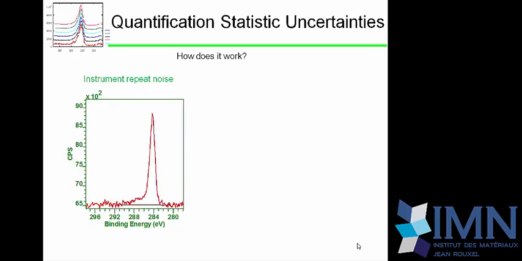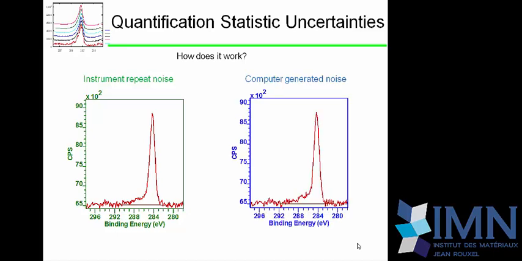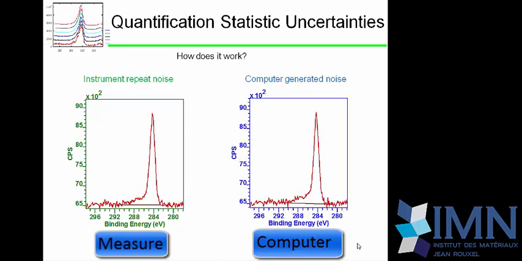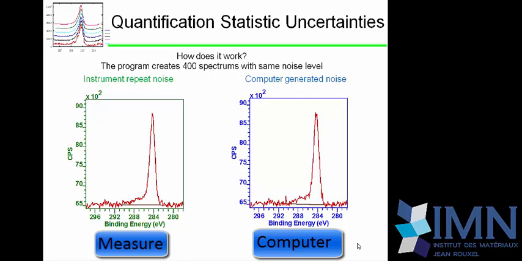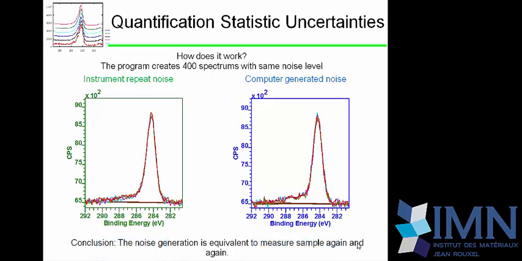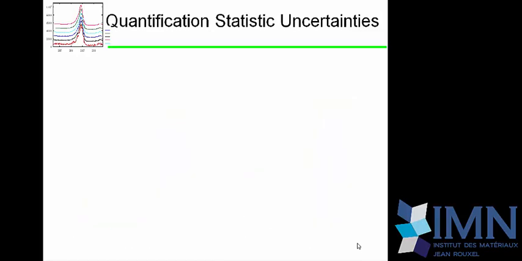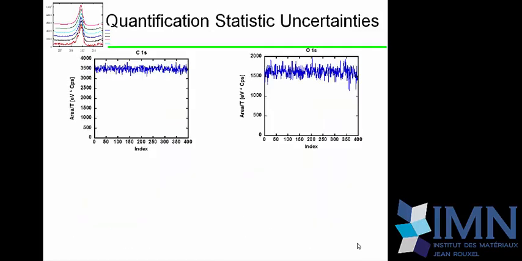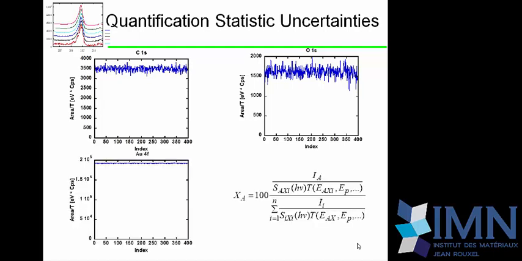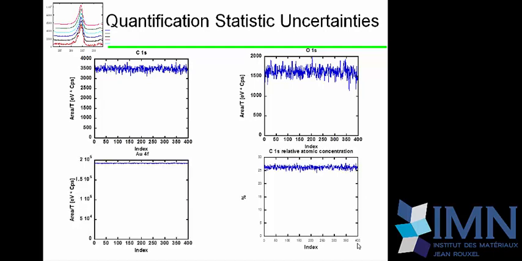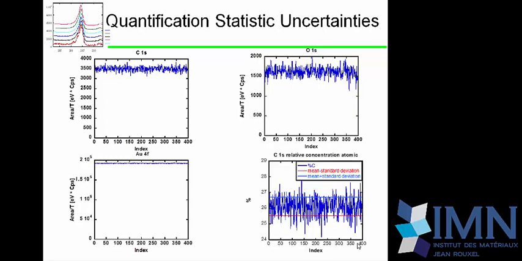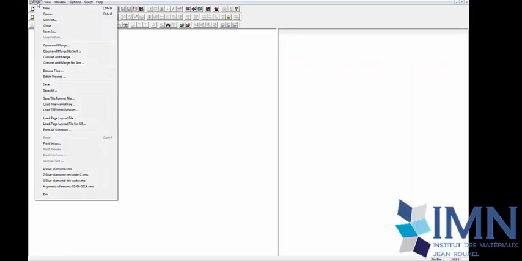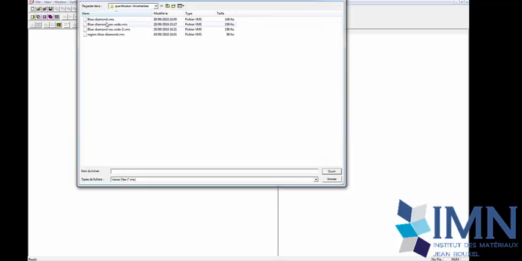Of course, this doesn't take into account all kinds of uncertainties, like the choice of the background, the type of the background, and the transmission function calculation. So that is some other kind of systematic error. But in terms of statistical error, we can be very precise. With a computer, we can reproduce a measurement 400 times with CASA, and we can calculate the standard deviation of the quantification.